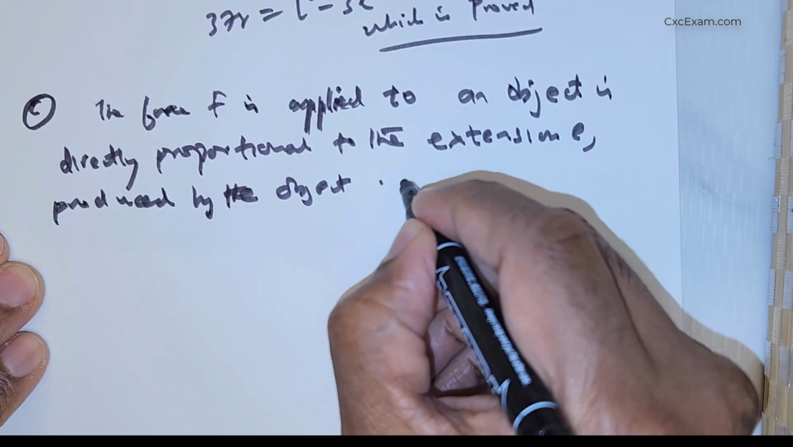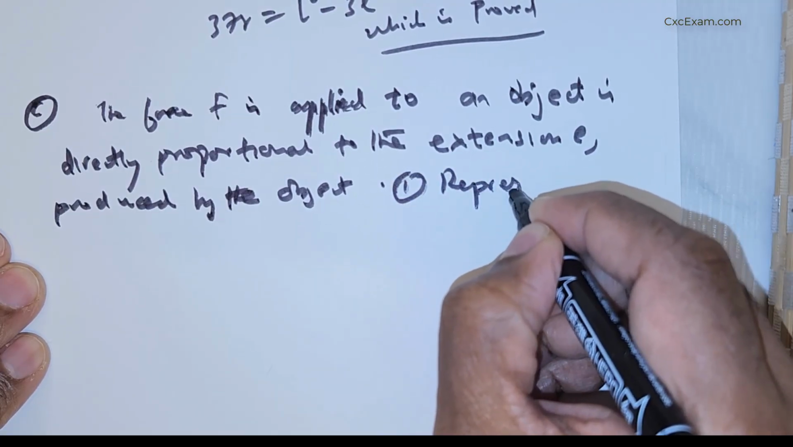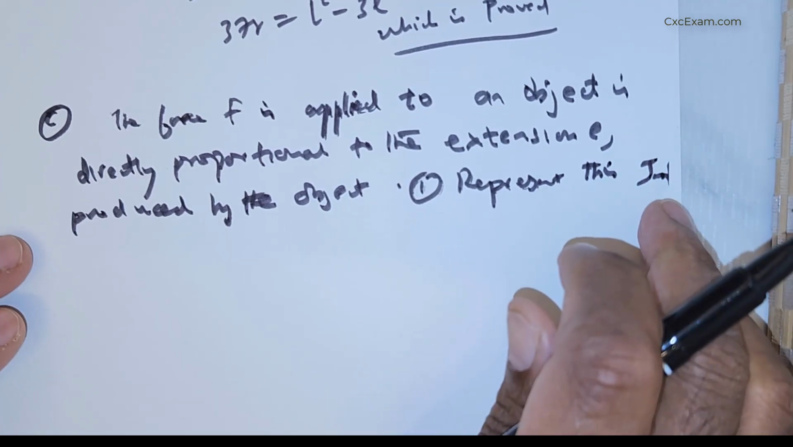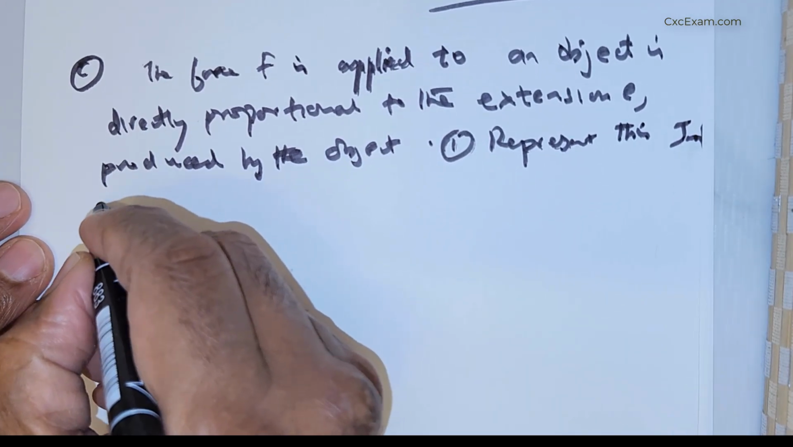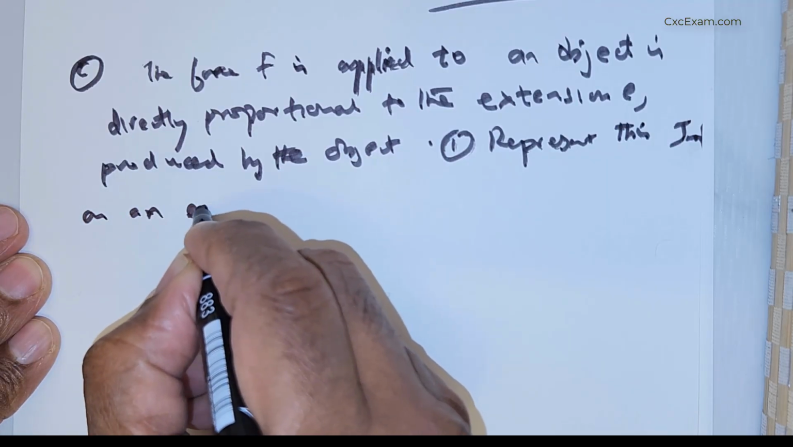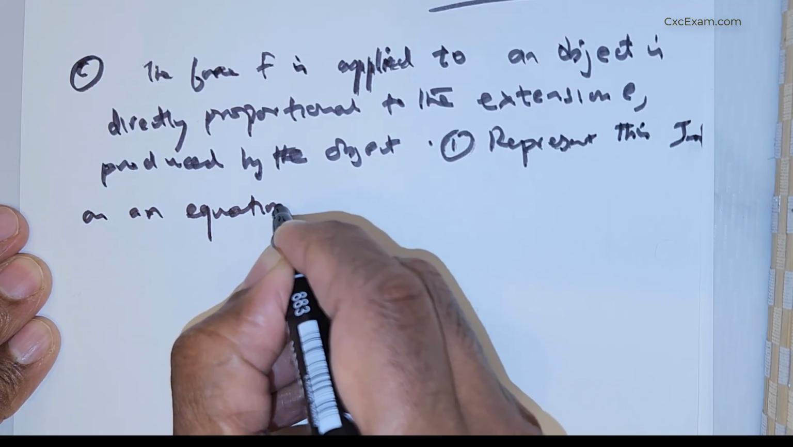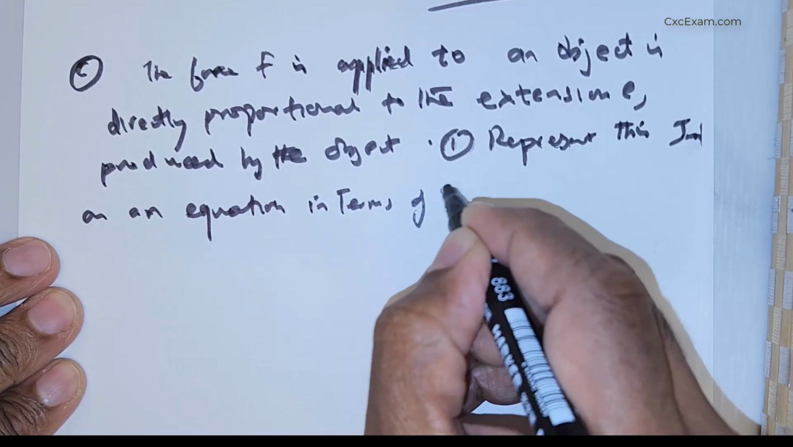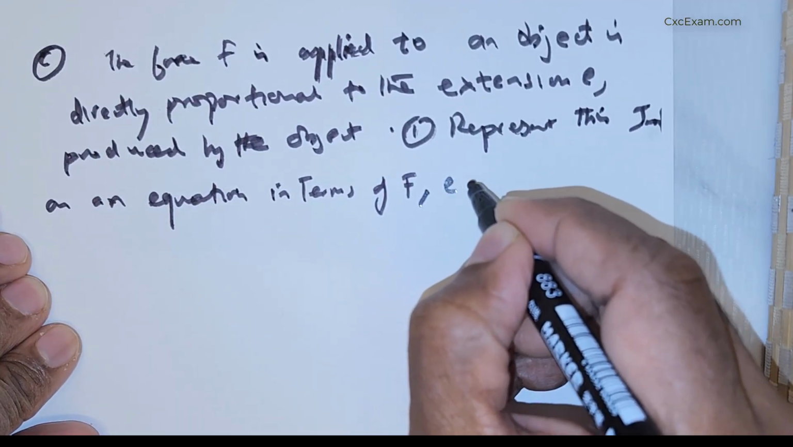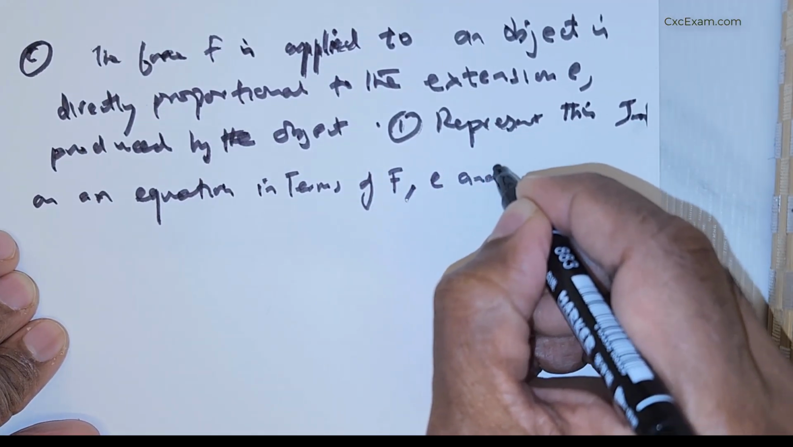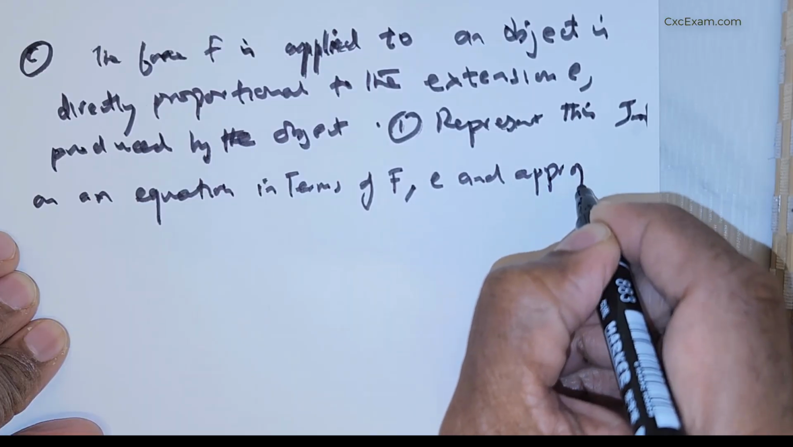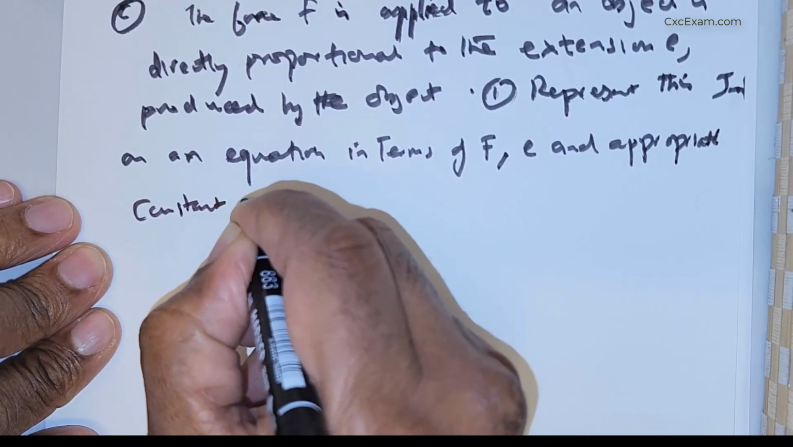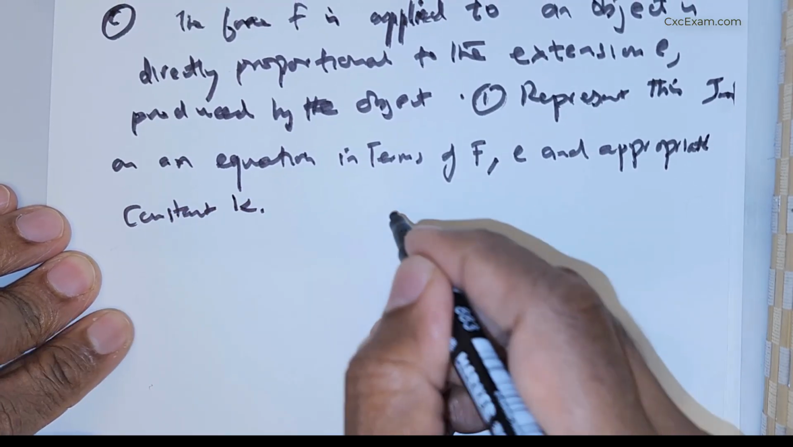Now we are asked to represent this info as an equation, in terms of F, comma E, and appropriate constant K. Now you have to understand this.